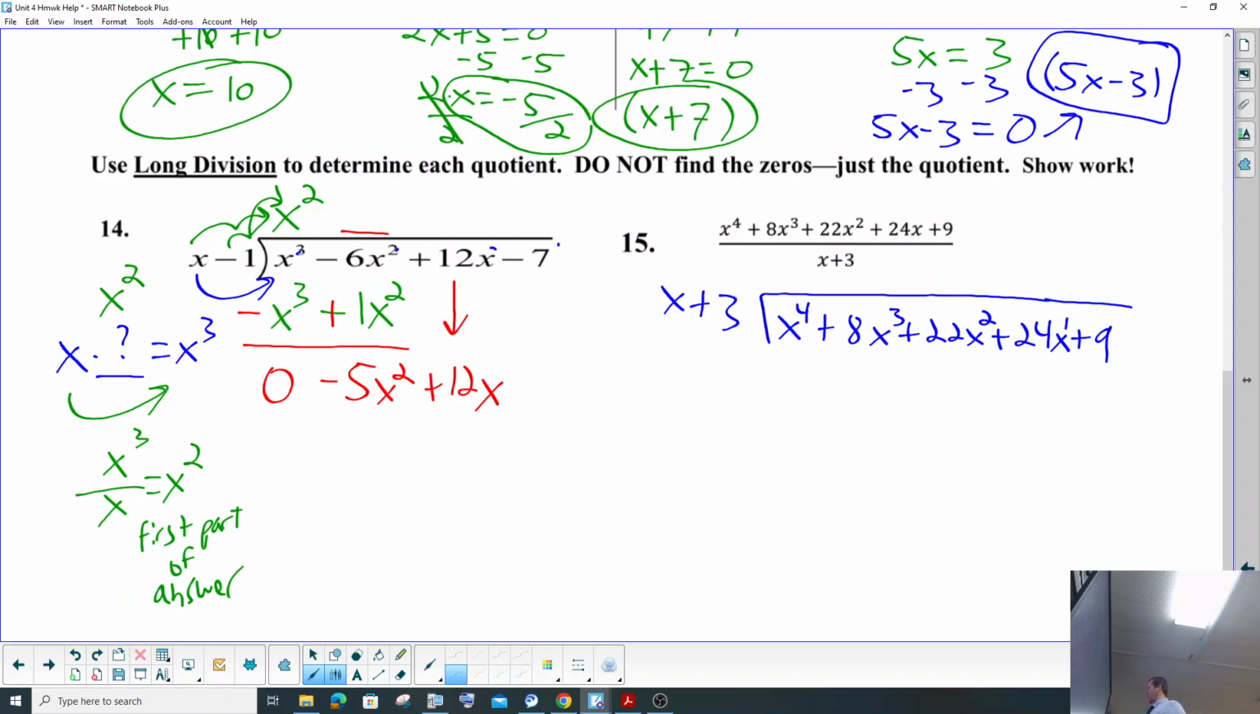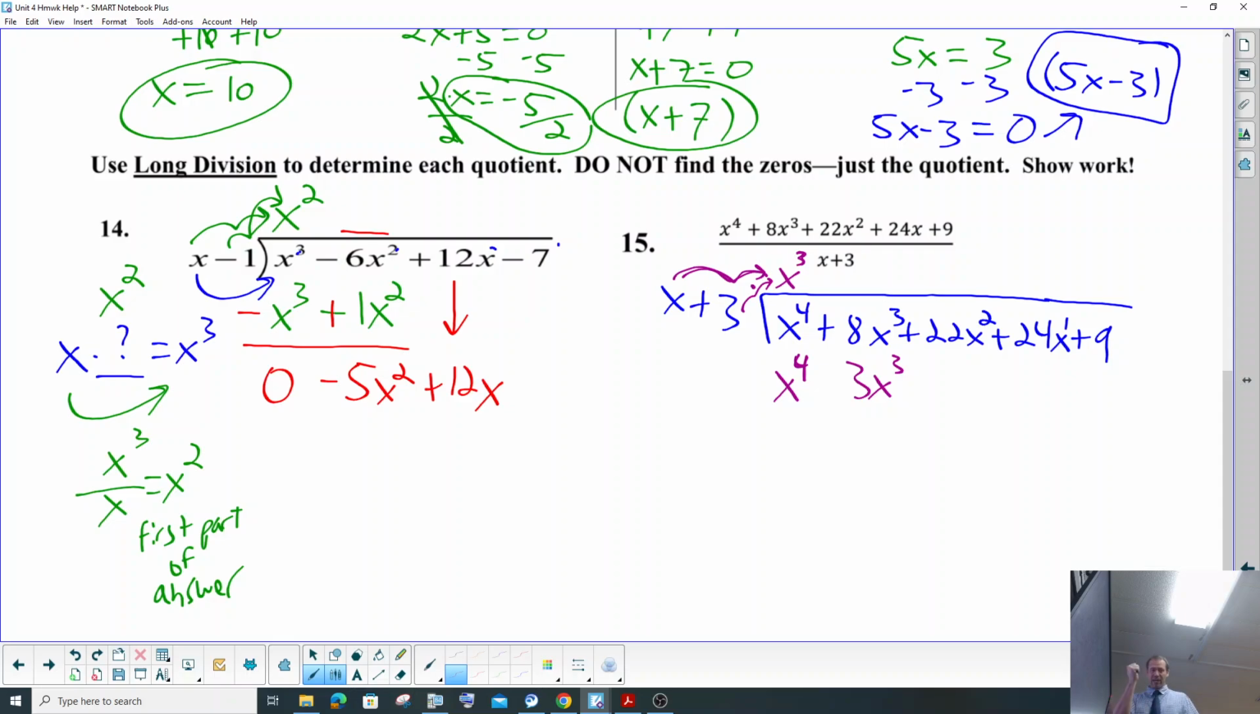Okay, so here we go. So x times something is x to the 4th power. X times what? Well, if we have to add the powers, there's 4, take away that 1 that we're trying to multiply through, we get 3. So x to the 3rd power is the first part of our answer. So x times x to the 3rd power is x to the 4th power. Then 3 times x to the 3rd power is 3x to the 3rd power.